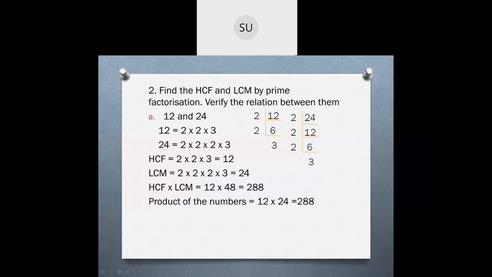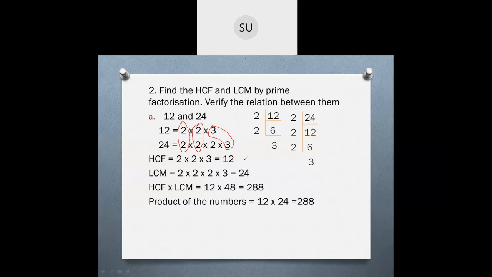Now we'll find the highest common factor. How do you find it? You write down the factors which are common for both 12 and 24. We have 2 common here, this 2 is also common, and this 3 is common. So the common factors are 2, 2 and 3. So HCF is 2 into 2 into 3, which is 12. 2 twos are 4 and 4 threes are 12.